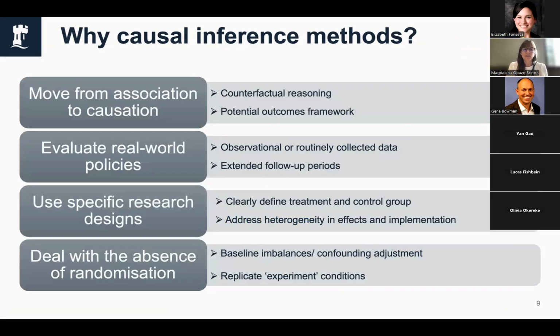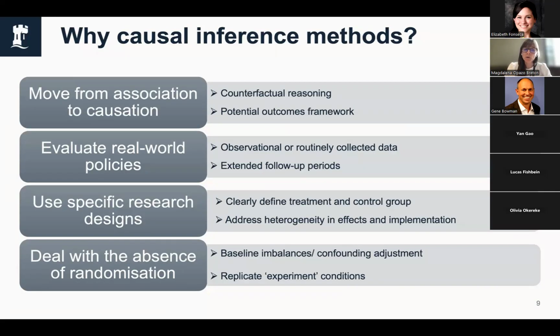So why use causal inference methods? Well, the idea is that we will be using observational data and move from traditional observational studies looking into association to study causation. And to study causation, we move into using counterfactual reasoning and the potential outcomes framework. The question underlying this idea is: what would have happened in the absence of the policy? So we're trying to find a control group that will show us what would have happened if the policy hadn't been implemented, and we compare it to the situation where the policy has been implemented. And under additional assumptions, we can estimate an average treatment effect.